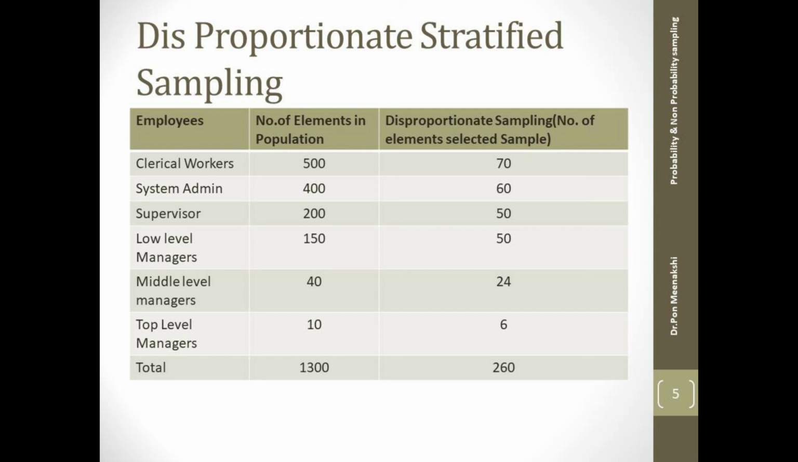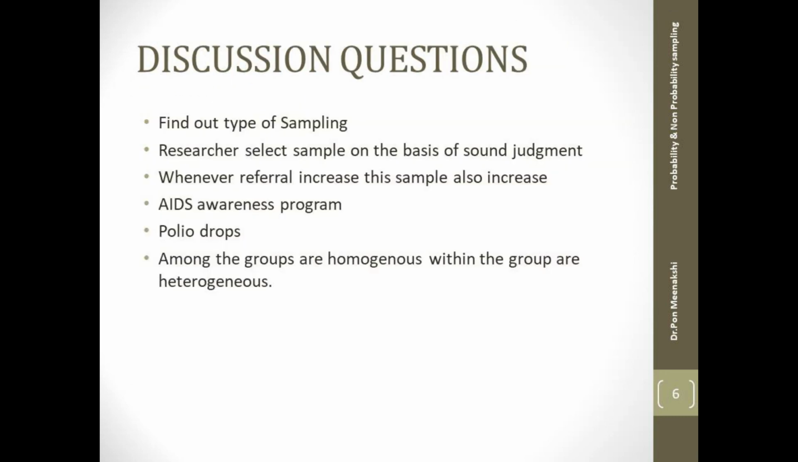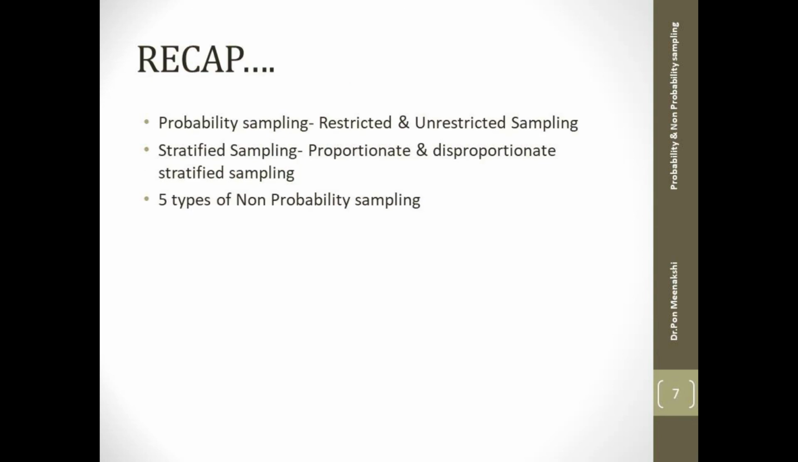It is widely used in market research. When studying customer preference, you can use disproportionate stratified sampling. Discussion questions. Find out the type of sampling. Researchers select sample on the basis of sound judgment. Whenever referrals increase, this sample also increases. AIDS awareness program, polio drops. Among the groups are homogeneous, within the groups are heterogeneous. Find out the type of sampling. Any doubts or any clarification? Comment to me. Before I end my session, now we'll move on.